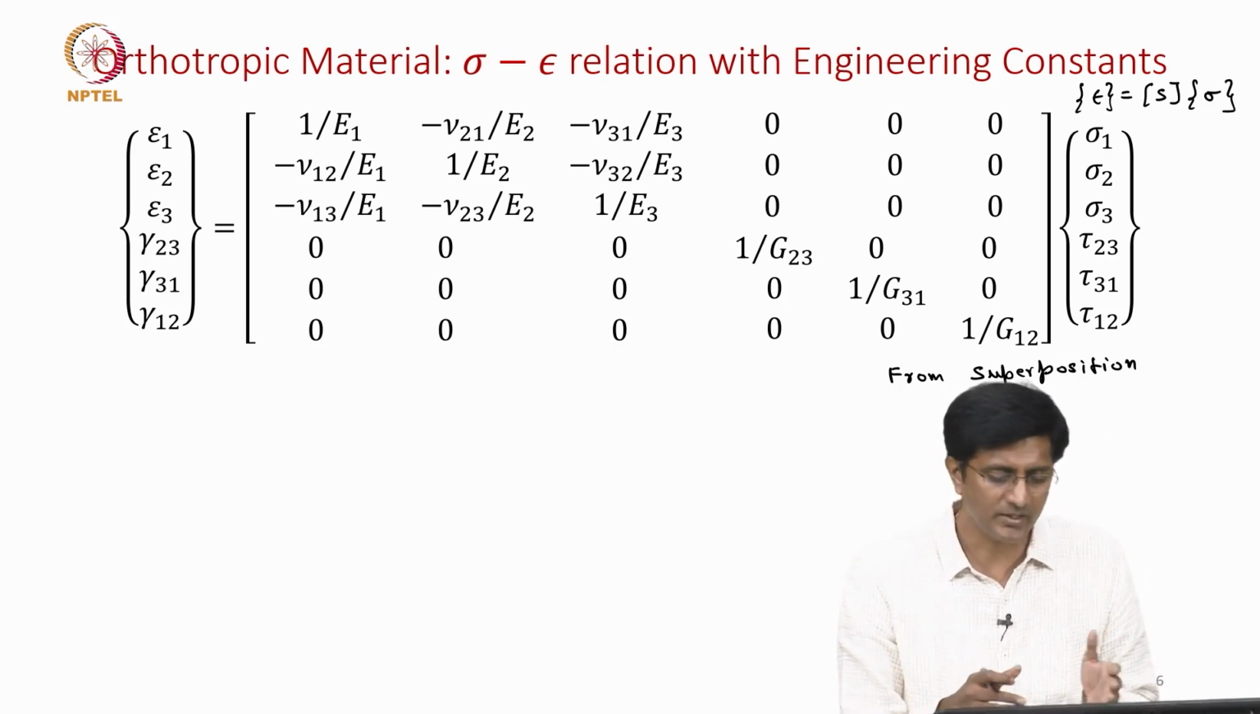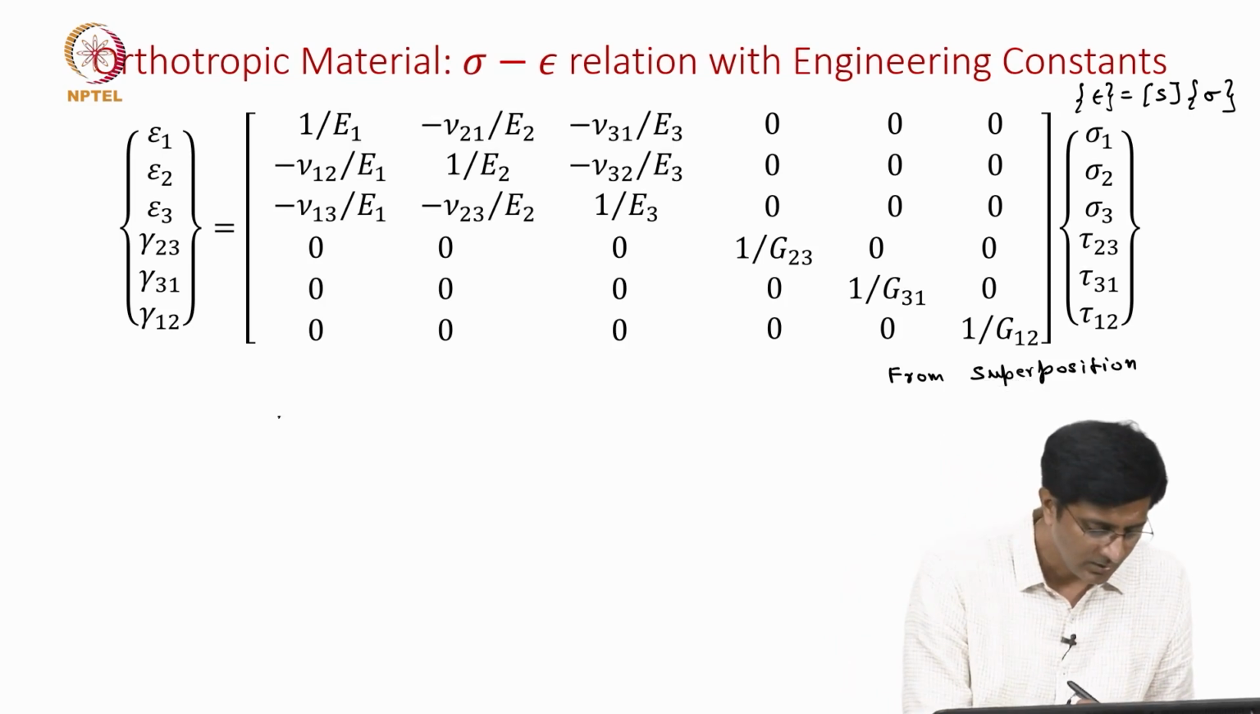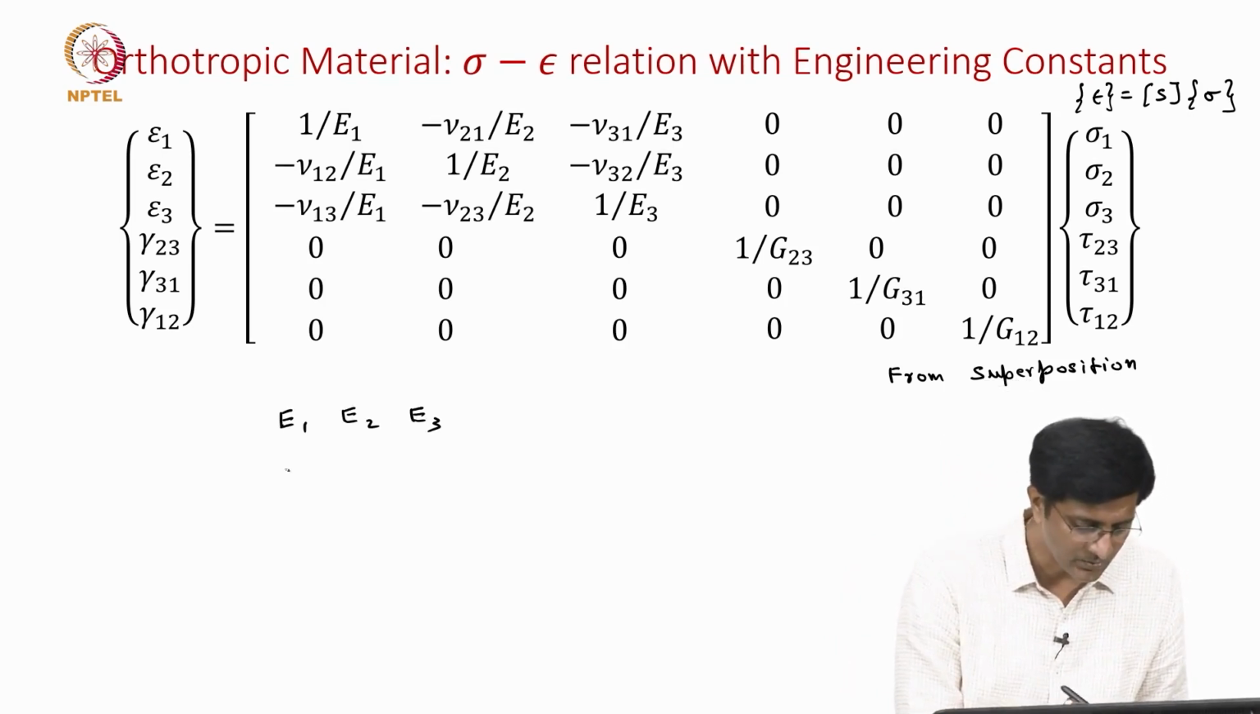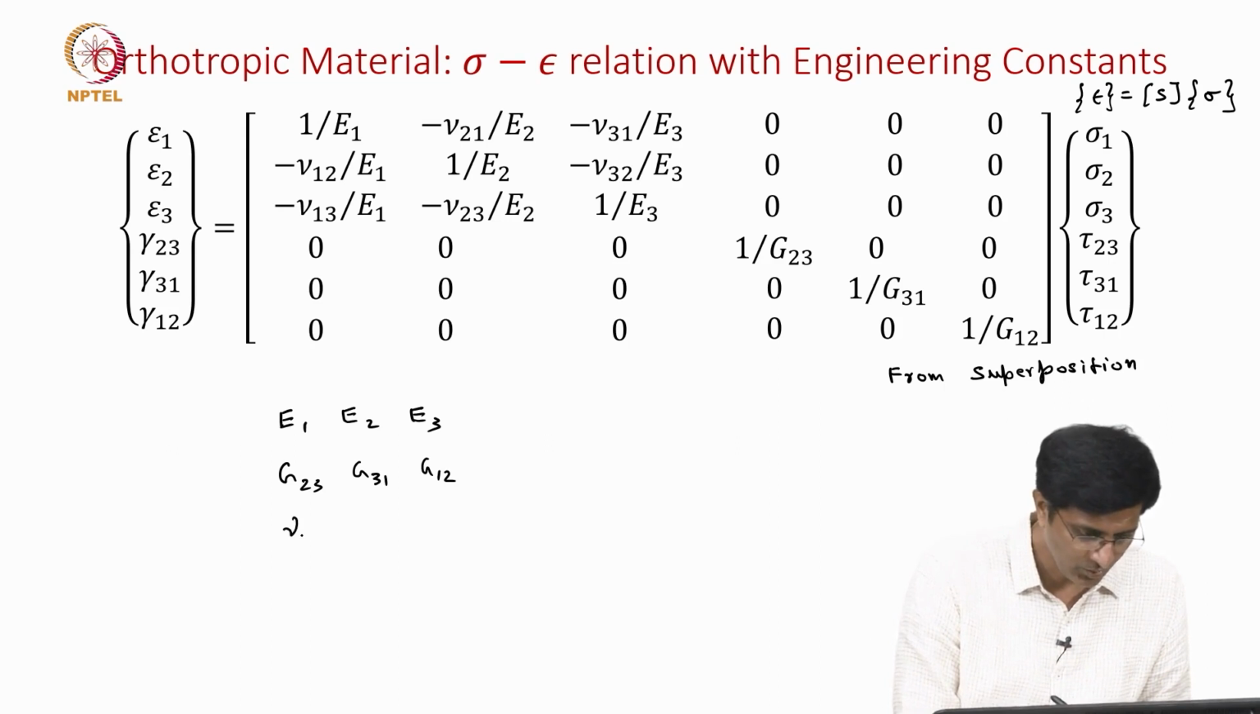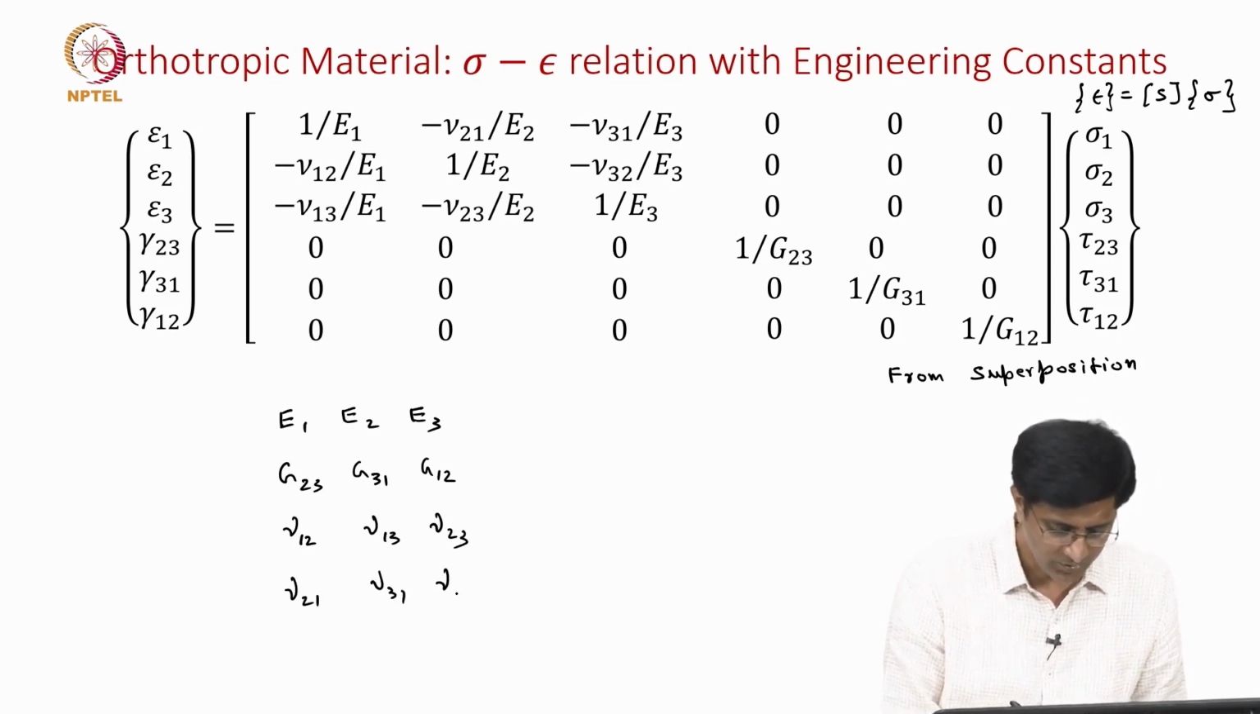So, in this compliance matrix we are able to write it in terms of the elastic constants E1, E2, E3, as well as the shear moduli G23, G31, G12, and the Poisson ratios. So, here we have the Poisson ratios nu 12, nu 13 and nu 23, as well as the Poisson ratios nu 21, nu 31 and nu 32.